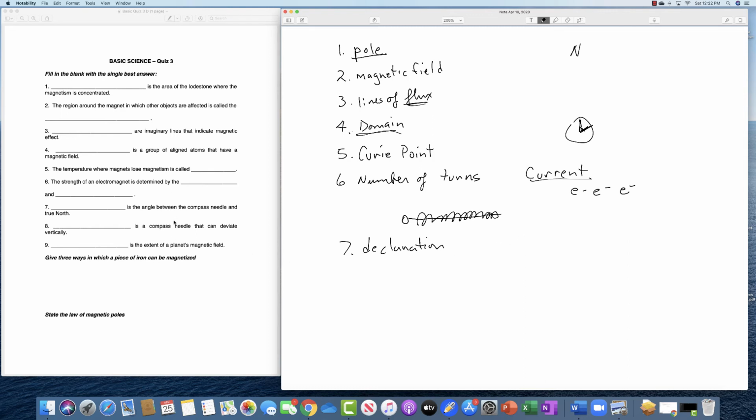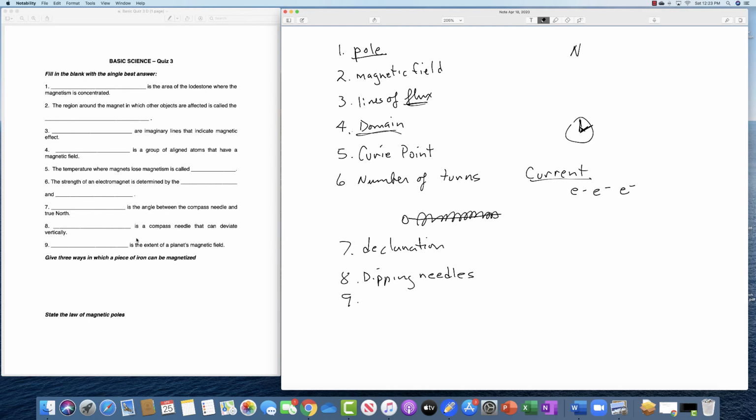Now, because the Earth's actual magnetic field is not on the surface, but under the surface, a needle can actually point down toward the Earth, and that type of needle is called a dipping needle. Dipping needle. All of these answers, by the way, are in your book. There were no trick or surprise questions here.